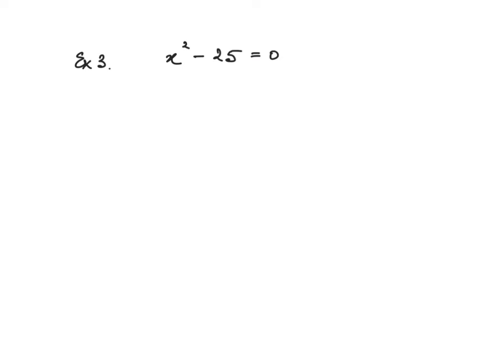Now, after your revision of factorising, I hope you can see that this is the difference of squares. So it's a quadratic equation. We've got the equal sign and the 0. So if I factorise this, it's going to be x and x, 5 and 5, because 5 times 5 gives me 25. And remember, when we have a difference of squares, we have one bracket with a positive and one with a negative.